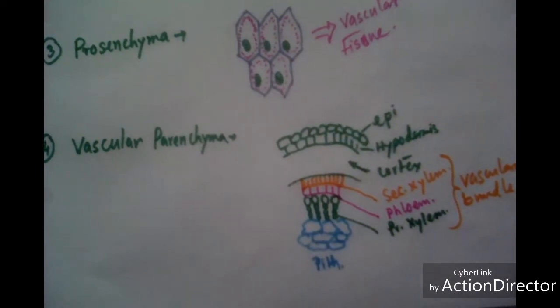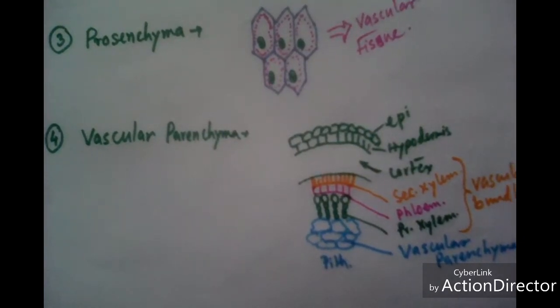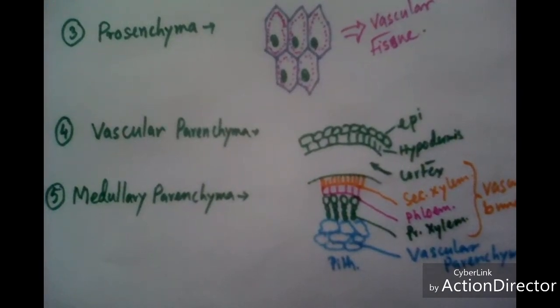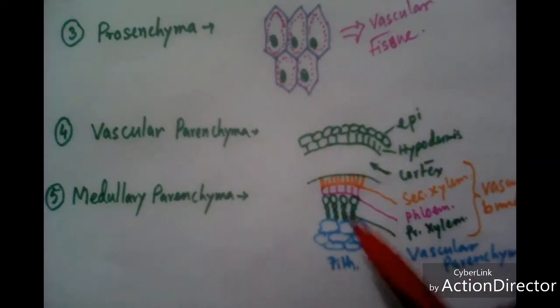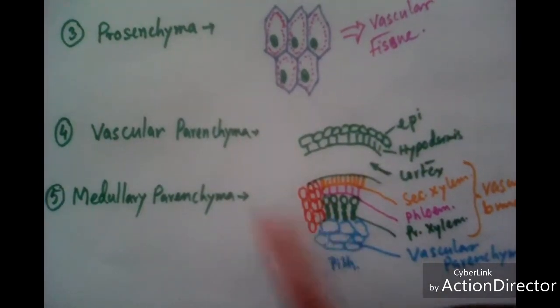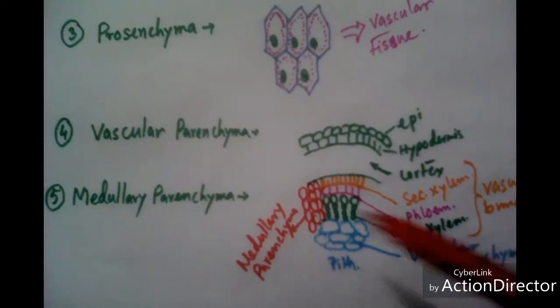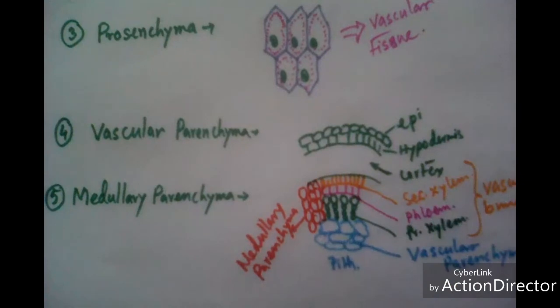Now, the next type of parenchymatous cell is medullary parenchyma. Parenchymatous cells present between two vascular bundles are called medullary parenchyma. So, these red cells are medullary parenchyma. And here again a vascular bundle is present, then medullary parenchyma, then again a vascular bundle, then medullary parenchyma. We know that medullary rays are made up of these parenchymatous cells. So this is medullary parenchyma.